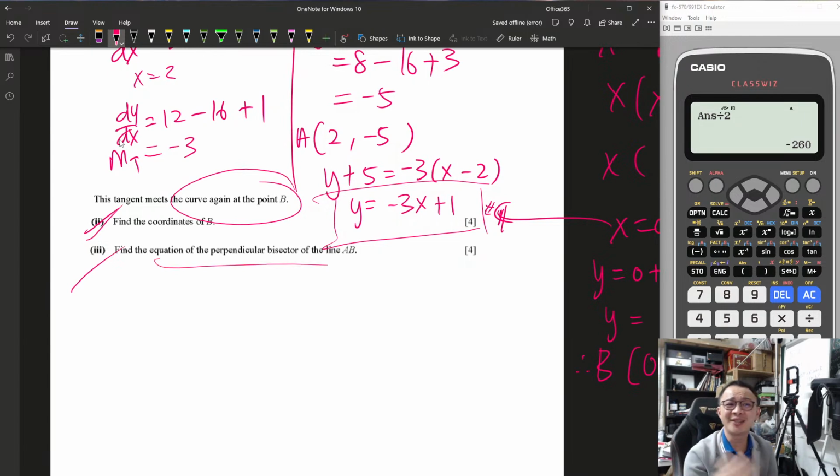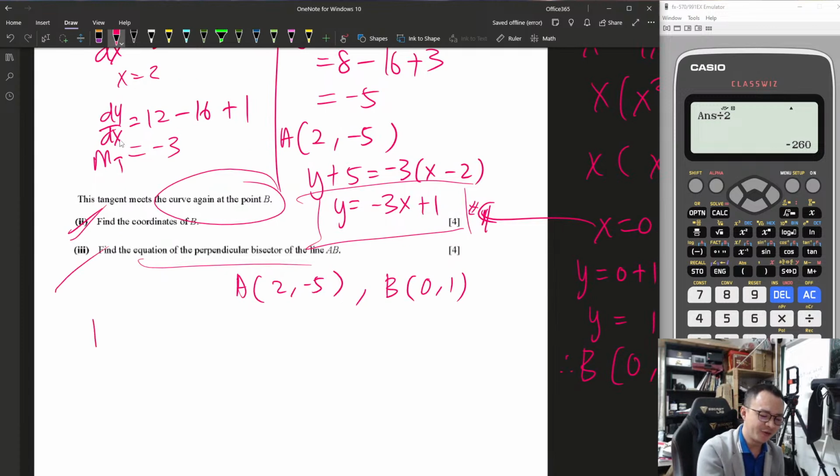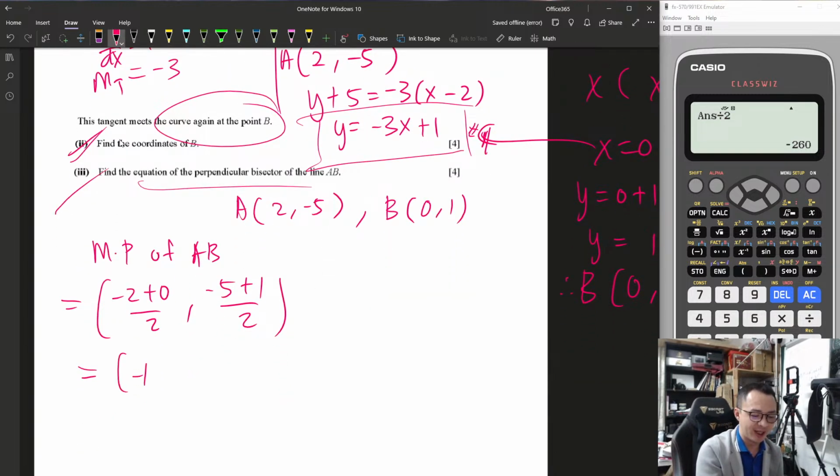Whenever you see perpendicular bisector, you need two pieces of information. First, you need the midpoint of AB. Second, you need m2, which is perpendicular to AB. In order to find the midpoint of AB, my coordinate A is (2, negative 5), my coordinate B is (0, 1). The midpoint formula is (x plus x) divided by 2, comma, (y plus y) divided by 2. So this one should be 1 and this one should be negative 2.